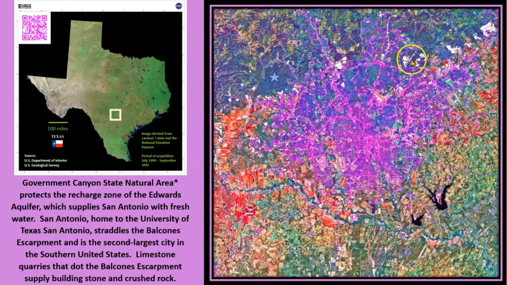White areas along the Balcones Escarpment all mark limestone quarries that have provided building stones for Central Texas since the 1830s.